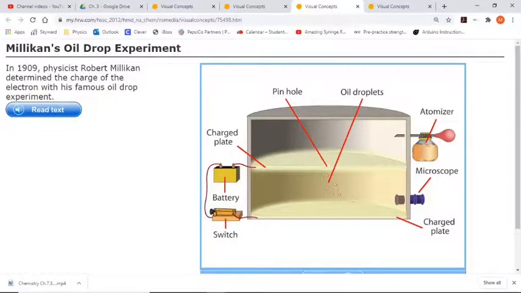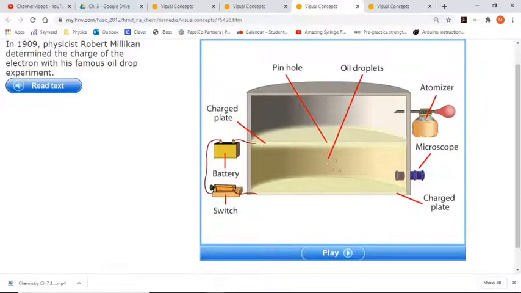And here we go with Millikan's oil drop experiment. It tells you that Robert Millikan, this is going to be about 10 years or so after Thomson, he determined the actual charge of the electron. So we knew electrons were negatively charged, but he was able to actually put a value to the electron. Please take some notes on his experiment. Get that drawn into your notes.